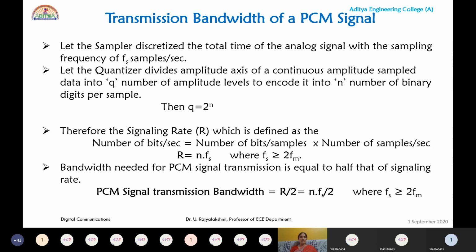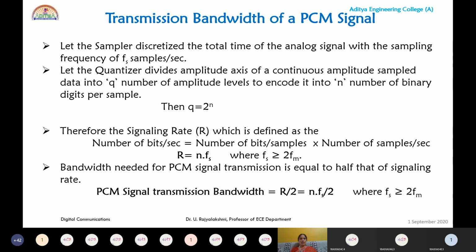But what amount of bandwidth do you need in order to transmit a PCM signal? What sort of bandwidth do you require for PCM signal transmission? How much bandwidth do you need to transmit a PCM signal? We can observe that from this slide. Please observe this slide. So what is the transmission bandwidth of the PCM signal?